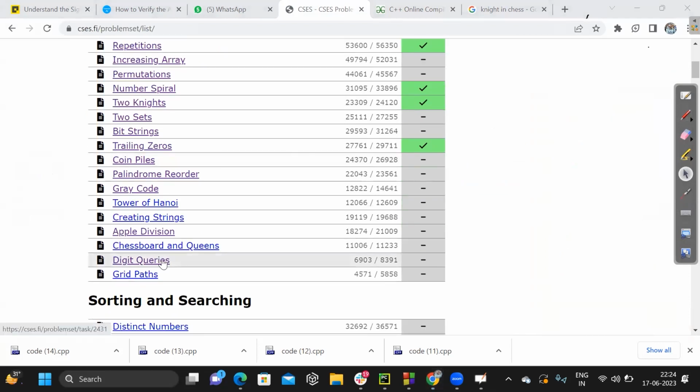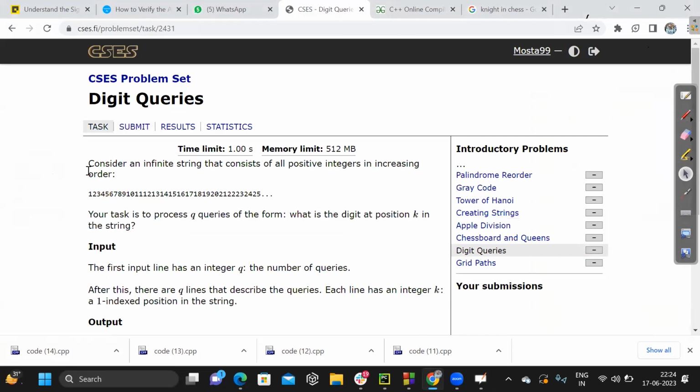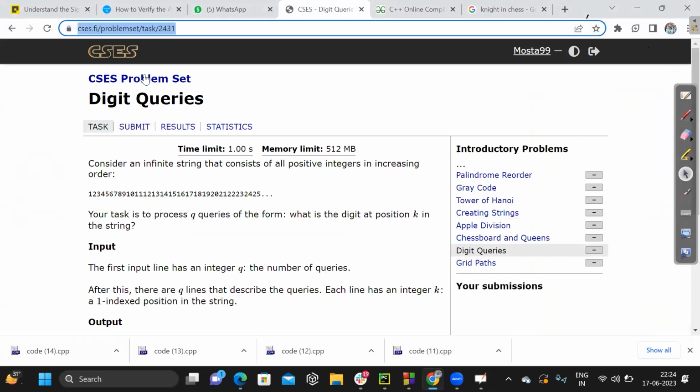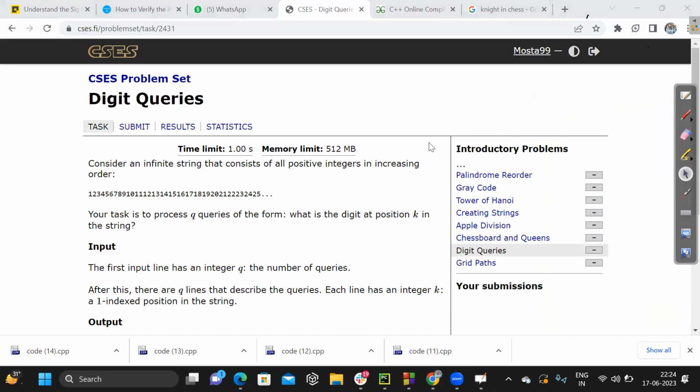Another question that we remained with is this digit queries. I'm giving you this question. Tomorrow is another session, okay? All of you, please read the question. Try coming up with some ideas, then we can discuss. Okay? All good?